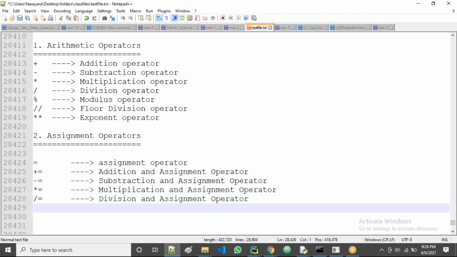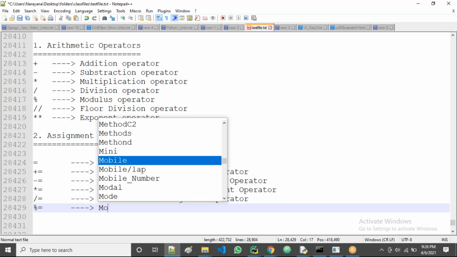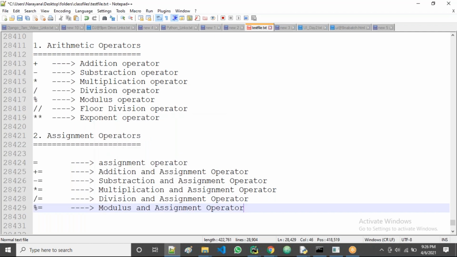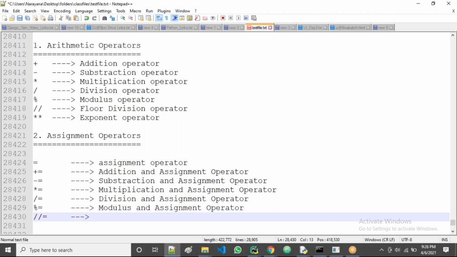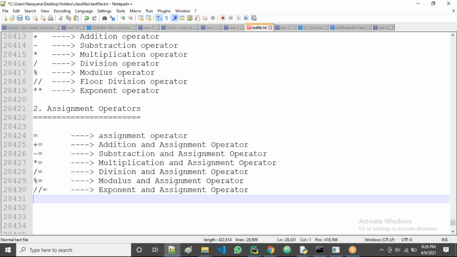So next one, modulus and assignment, guys. All of you observe. Next, exponent, okay, exponent and assignment. All of you observe. The last one, what's the last one?